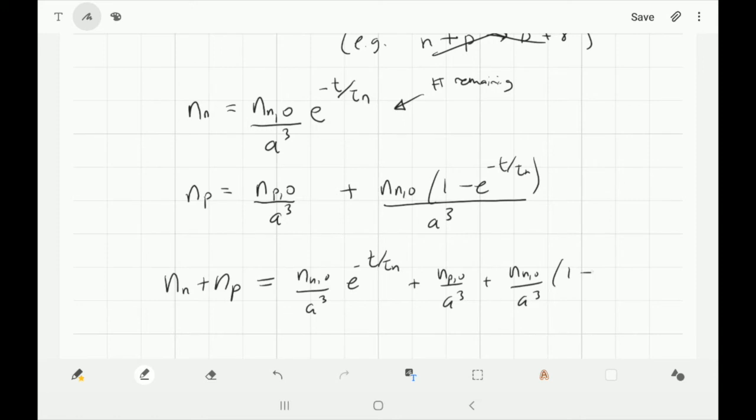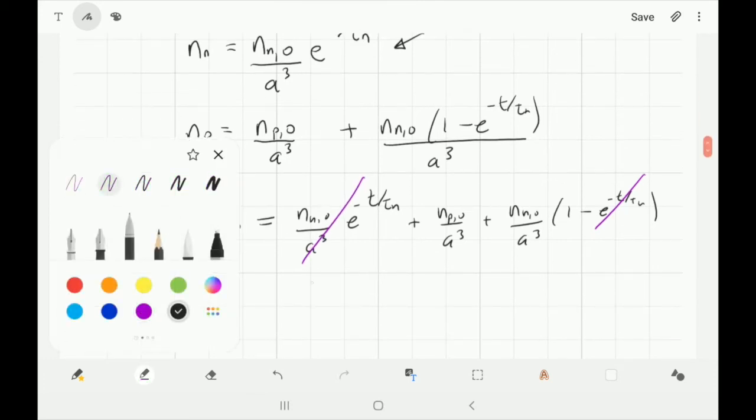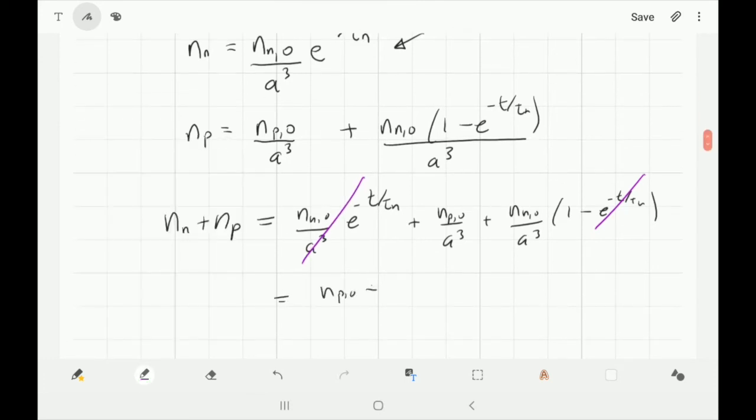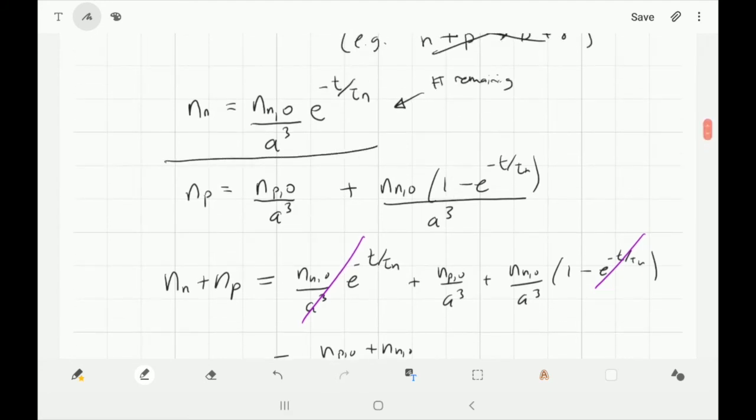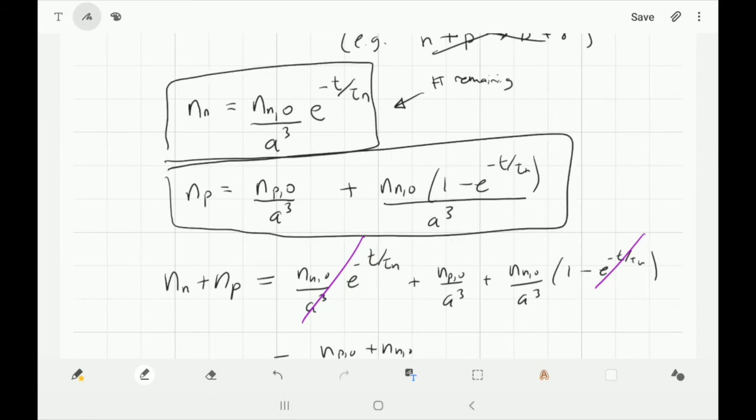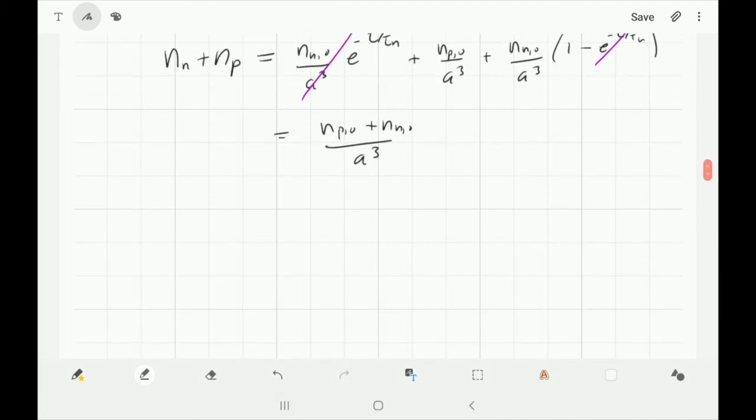That the exponential term will cancel. This one cancels this one. And what you're left with is simply np naught plus nn naught all over a cubed. And so that means that you don't lose any baryons in the process. So this appears to be the correct form for the time evolution of the number density of neutrons to protons. Again, np naught and nn naught are the number densities as established when the weak interaction freezes out. Okay, then we're ready to move forward.